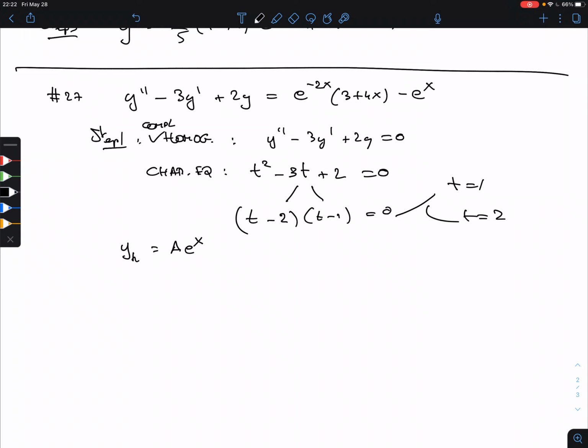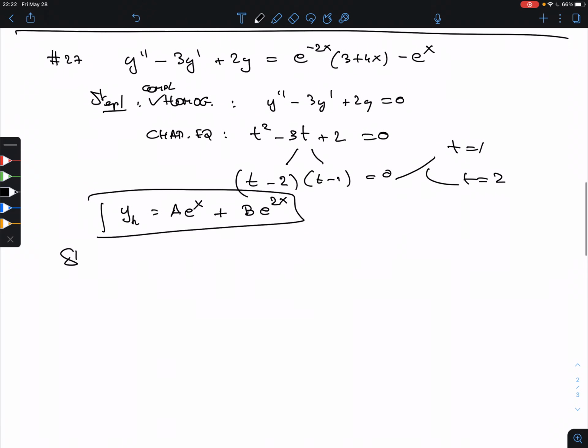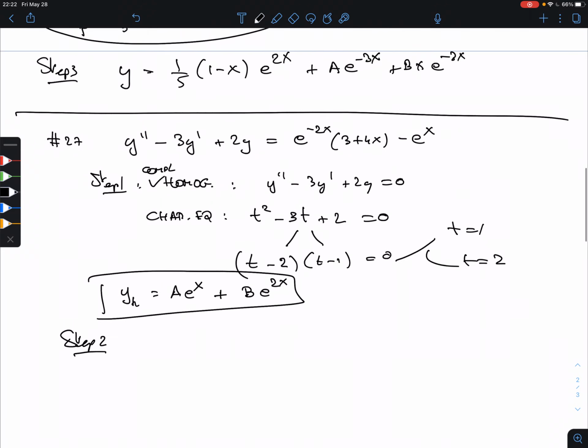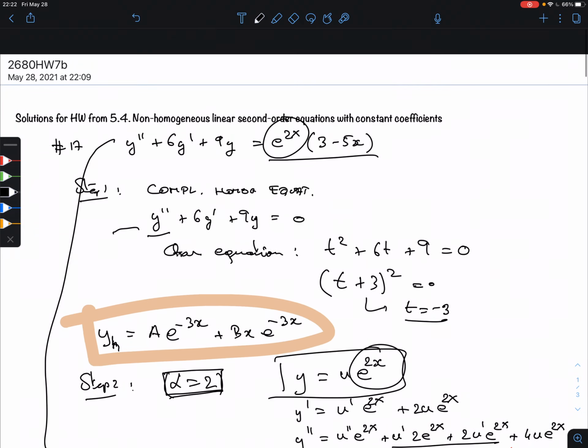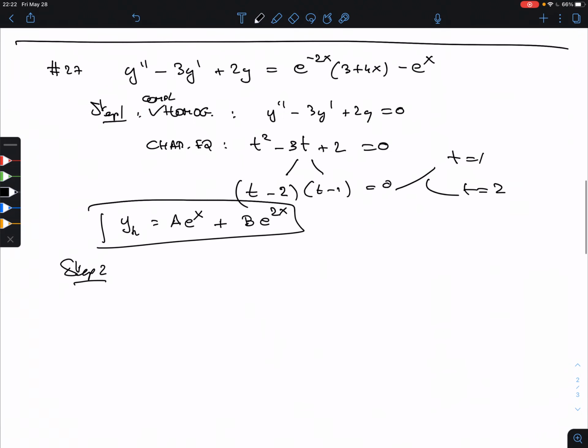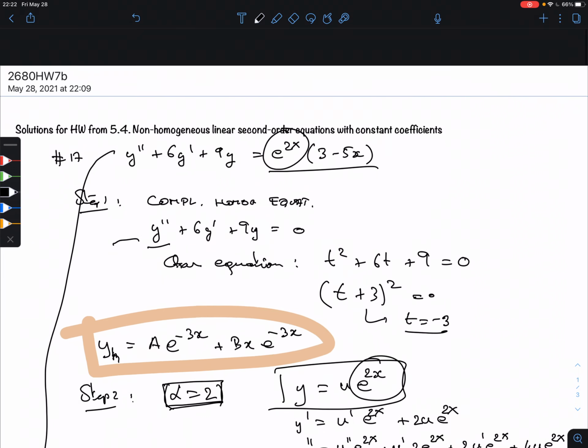We use these 1 and 2 as the coefficients in front of the power of x, and so inside the exponential, and that is b e to x. Okay, that is that. Step 2. Now what do we do? This is not of the form that it should be. Right, oh yeah, so what we did, let me write it up.